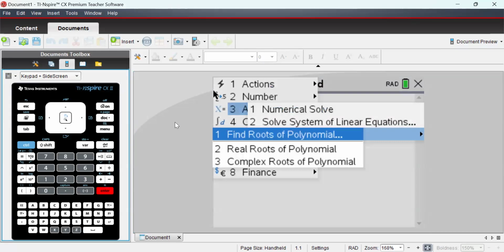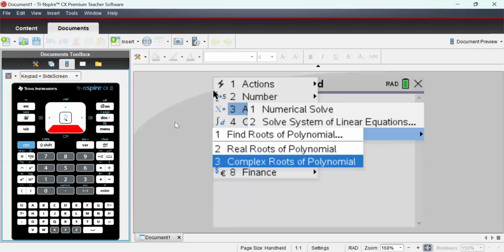Technically, you can actually use any three of these. Just to stay consistent and not have to do different ones for different problems, I'm just going to stick with complex roots of polynomials. It also solves for real roots as well. So complex roots will get regular roots and real roots. So let's use that one.